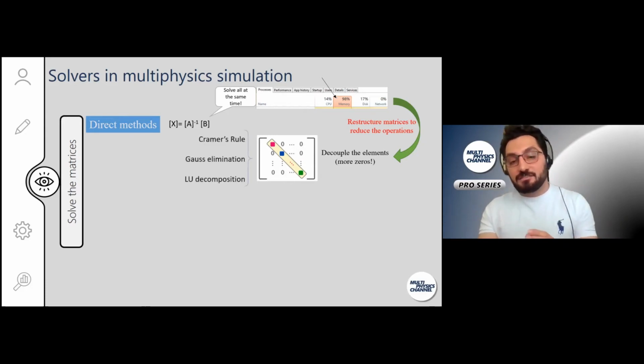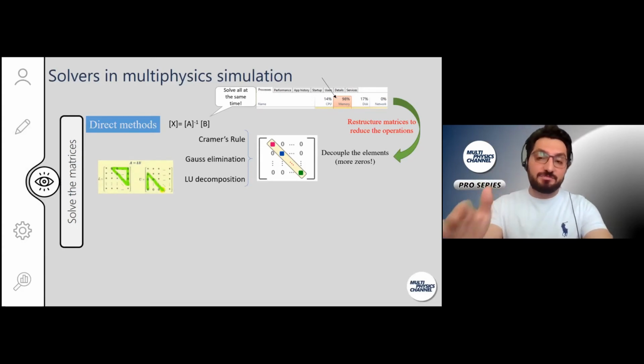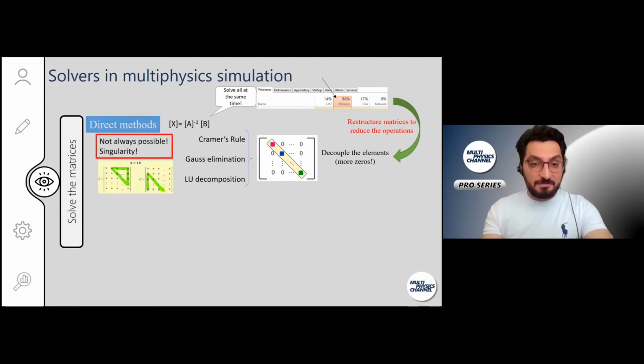To reach that ideal condition, they provided different methods. For example, here I provide two or three of them, like Gauss elimination and LU decomposition, where you structure your matrix in such a way that you are as close as possible to this diagonal matrix. But the problem is that it is not always possible to form such a matrix from our first matrix. And sometimes in direct methods, we have a singularity problem. It means that we cannot solve the matrix because of the singularity problem.